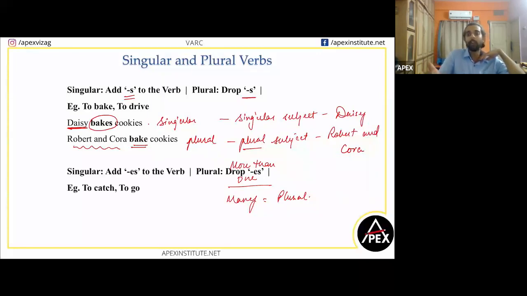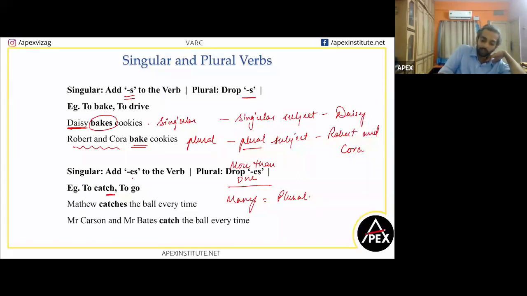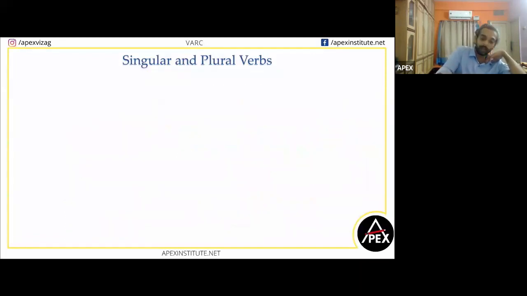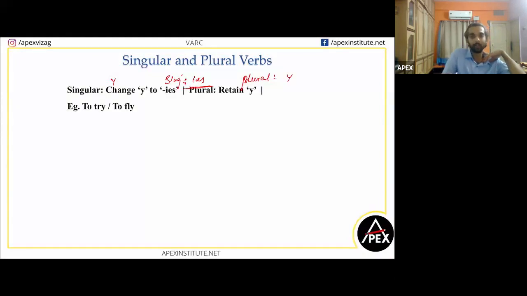Now, another rule is about when to add es and when to drop es. If it's ending with ch, usually we'll add es. Like Matthew catches the ball because only one subject is there. Whereas when we have two subjects, it is catch the ball. Third thing is when it's ending with y. For normal singular, we'll replace that y with ies. And for plural, we'll just leave it like that with that y only.